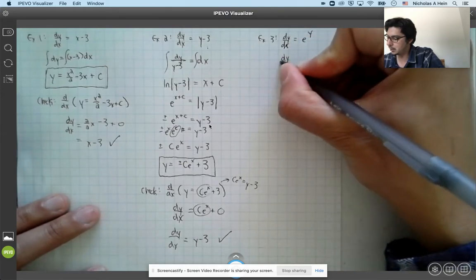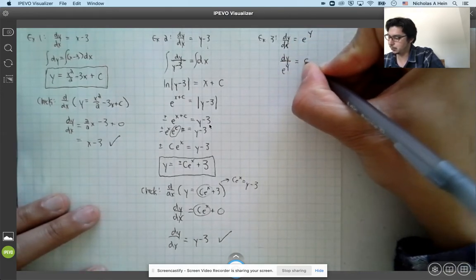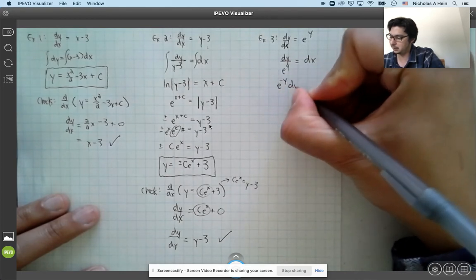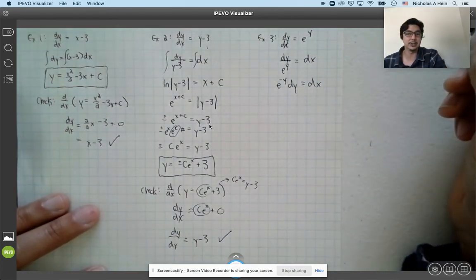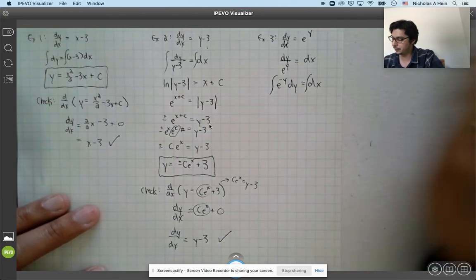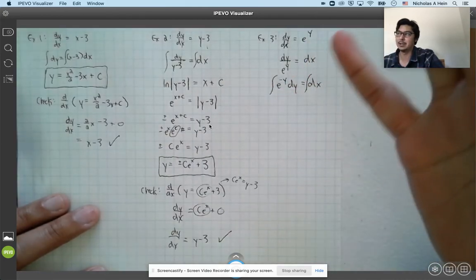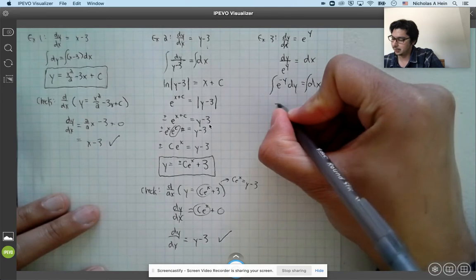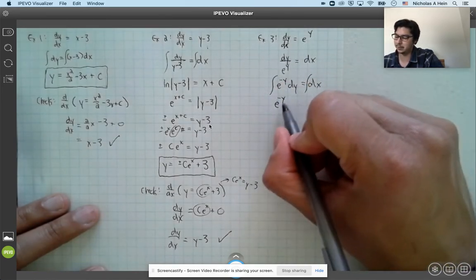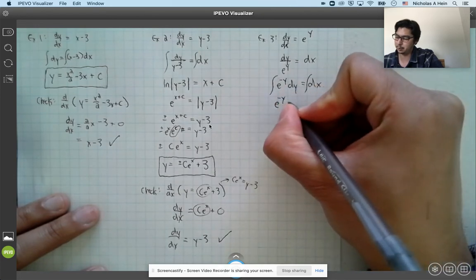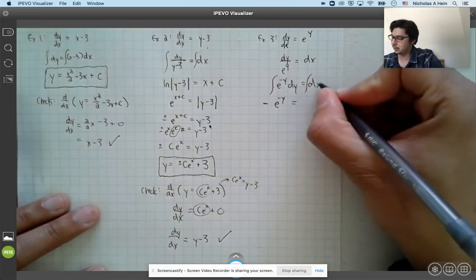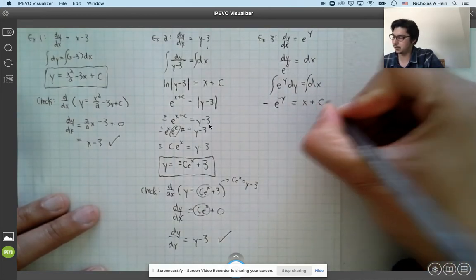If we separate it, we'd have dy over e to the y is equal to dx. I can rewrite this as e to the negative y dy equals dx. Be a little bit easier to integrate here. So if we integrate both sides, the integral of e to the negative y, well, since the derivative of e to the y is just the function itself, that means the antiderivative is going to be e to the negative y. But because when you take the derivative of this, because of the chain rule, which would produce a negative, you have to account for that and put a negative in front there, equals integral of dx will be x, and then we'll account with that plus c.